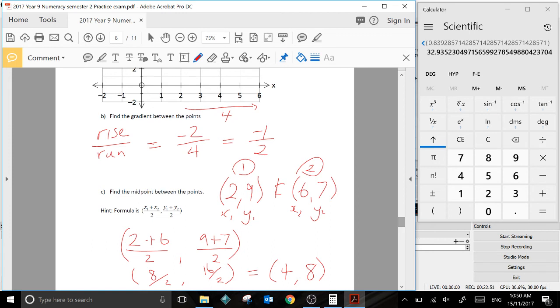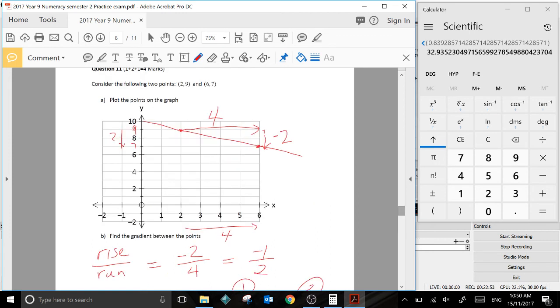So let's have a look at what that means on the graph. What finding the midpoint is doing is it's trying to find the point that is exactly in between the other 2 points. So if we're looking at this particular point and this particular point, the midpoint will be the one exactly in the middle. It'll be that point. And have a look at the coordinates of it. It's at 4 and 8, which is exactly what I told us.